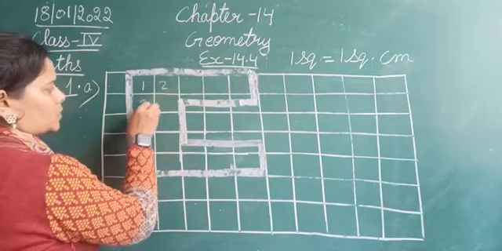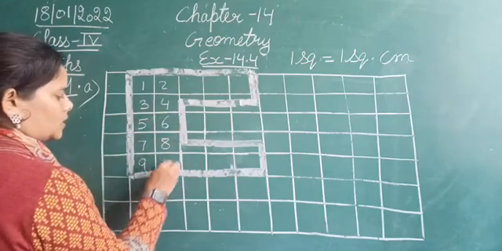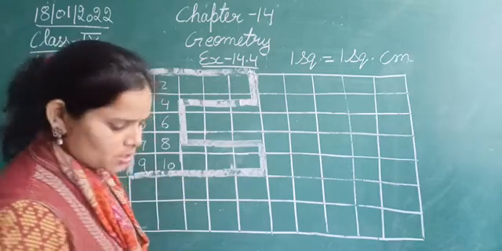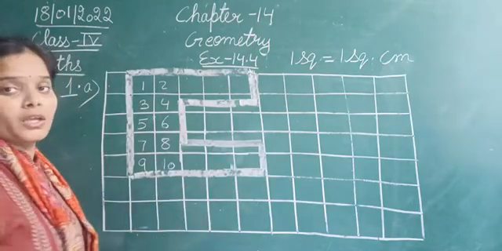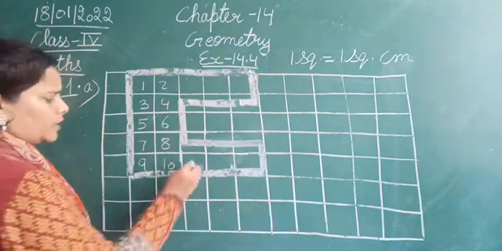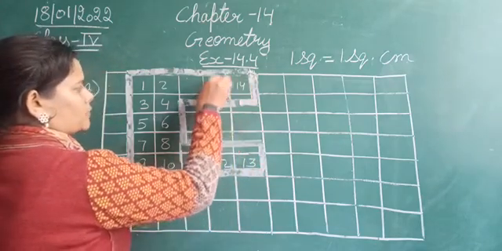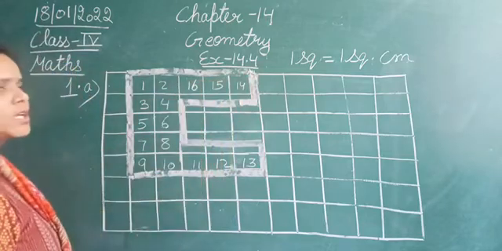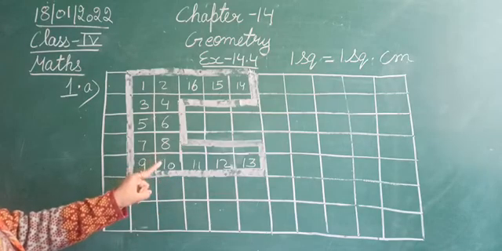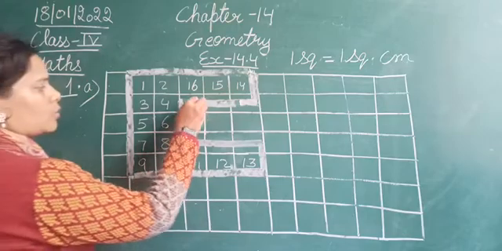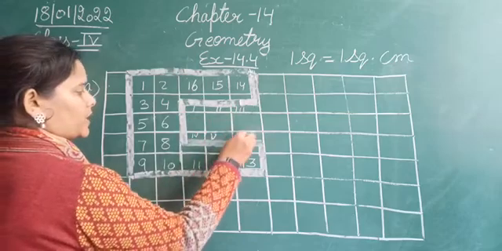1, 2, 3, 4, 5, 6, 7, 8, 9, 10. Is it 10 or 12? 1, 2, 3, 4, 5, 6. ये थोड़ा सा और बढ़ के है. 10, 11, 12, 13, 14, 15, 16. 16 complete squares are there. उसके अलावा the rest 1, 2, 3, 4, 5 and 6.